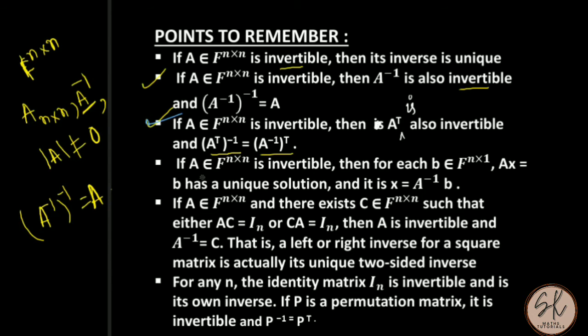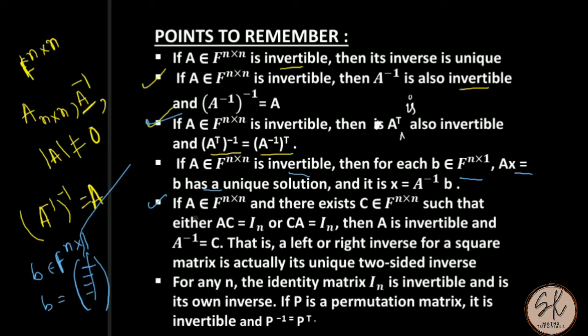Now the next result is, if A belongs to F^(n cross n) is invertible, then for each B belonging to F^(n cross 1), Ax equals B has a unique solution, and it is x equals A inverse B. Okay, so B belongs to F^(n cross 1) means B is a column matrix.